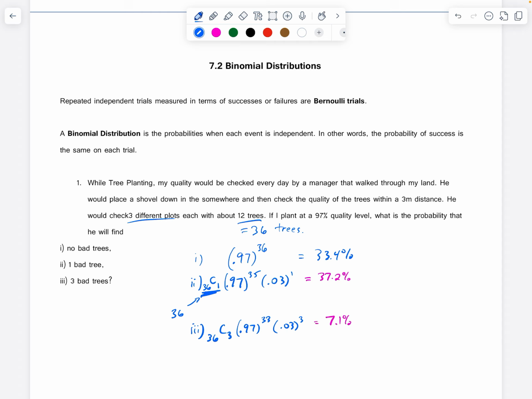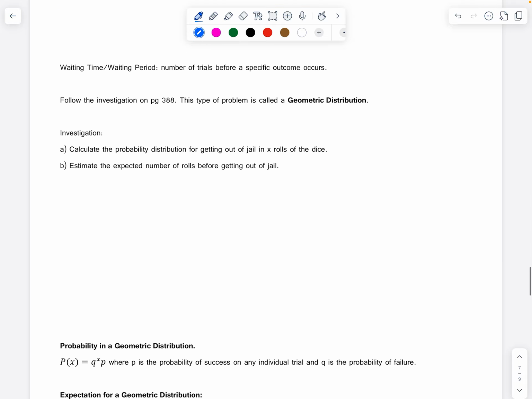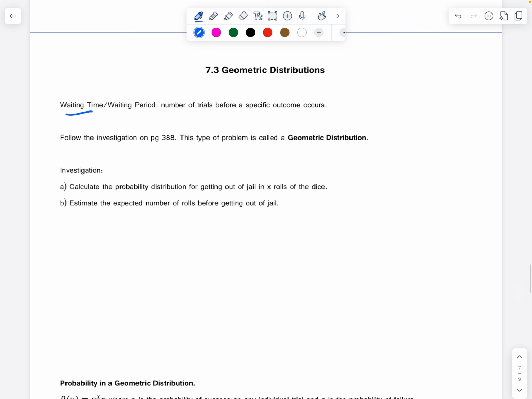Today, many of the questions really could be phrased almost the same way, except we're going to look for one different thing, which is that it's going to be about waiting time. That's our key word in here, the waiting time or the waiting period, which really is just referring to the number of trials before a specific outcome occurs. And what happens in this geometric distribution is that we stop once we get the thing we want.